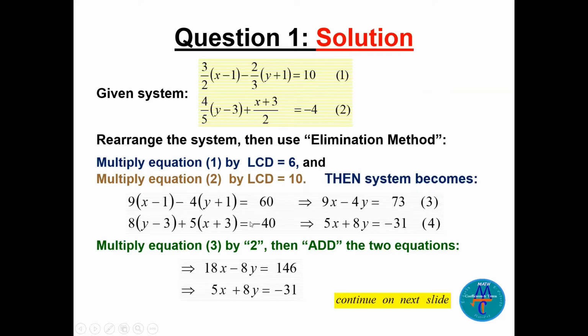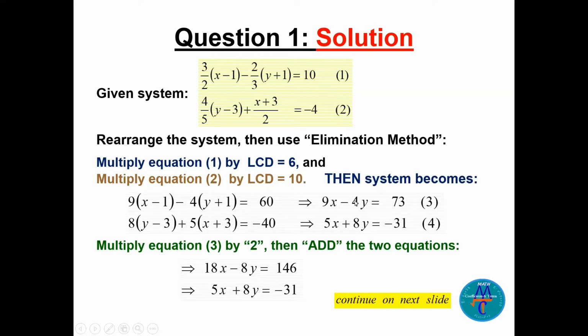Same thing for the other equation. But remember, in the second equation, you have 8y here. When you multiply 8y, you have to write it here, the second term, 5x, the first term, because we have to line up the x, line up the y. We have the constant on the other side. Let's call this equation 3, and this is equation 4.